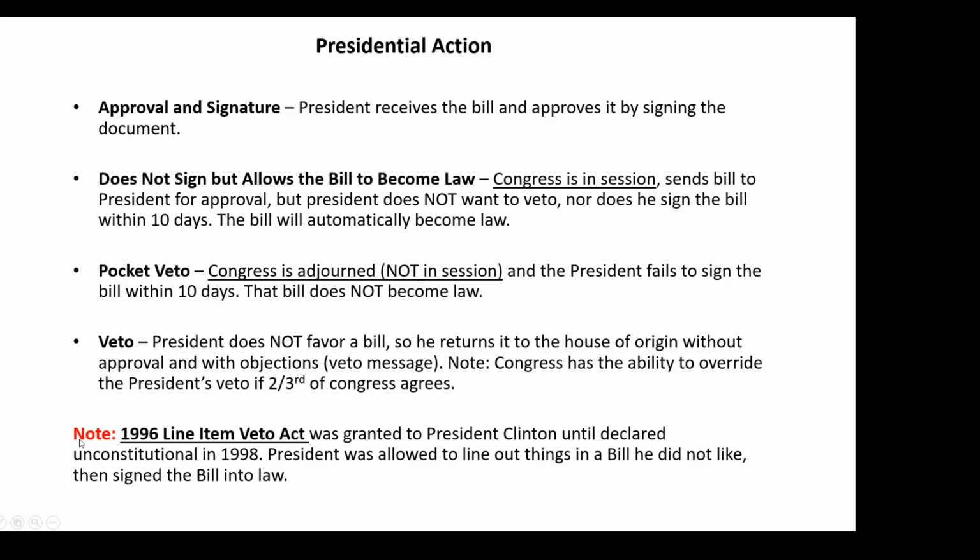So remember, in 1996, the Line Item Veto Act was granted to President Clinton. Eventually it was declared unconstitutional because it allowed the president to line through anything he didn't like in the bill, and then he signed the bill into law. Whereas now, if they disagree with any portion of the bill, they have to return the entire thing. So that's the presidential action.